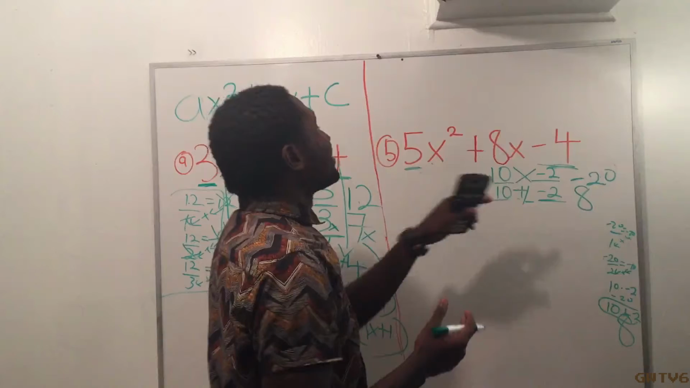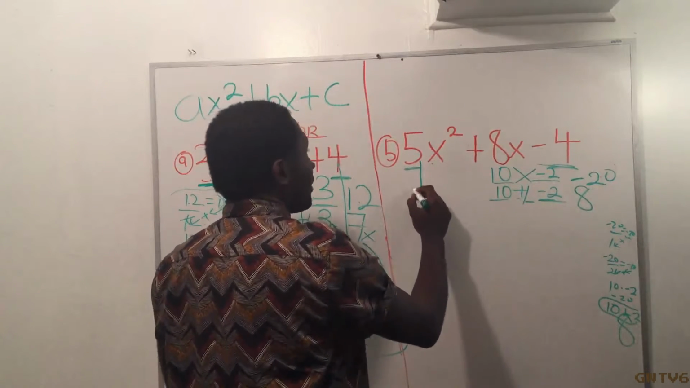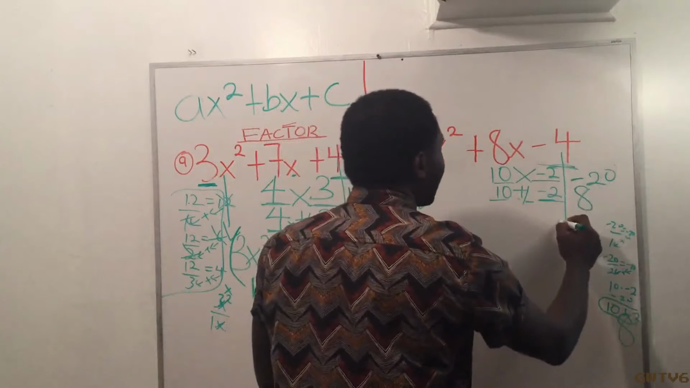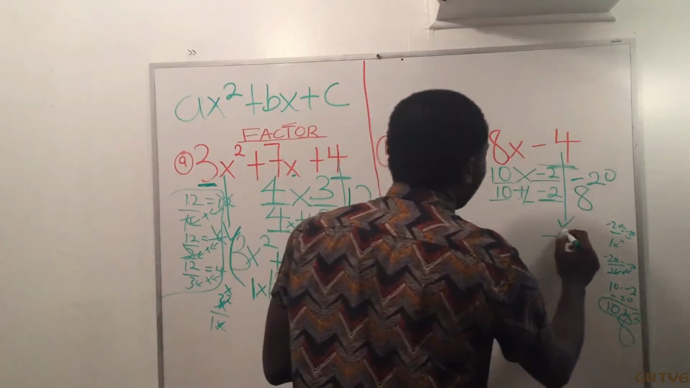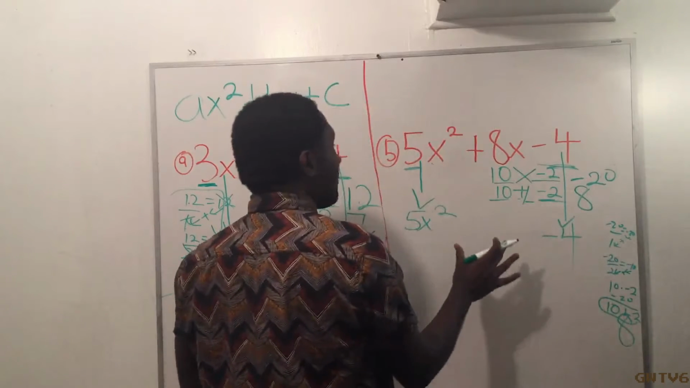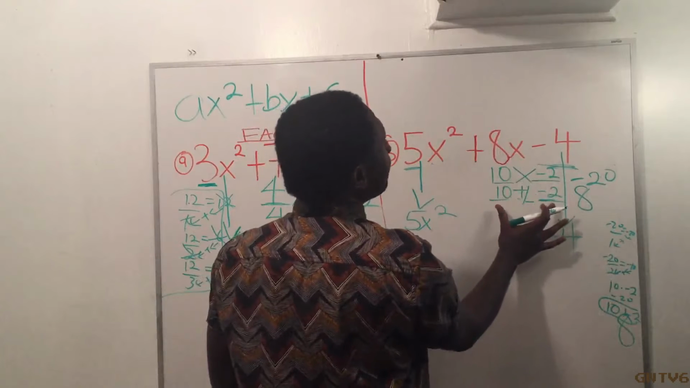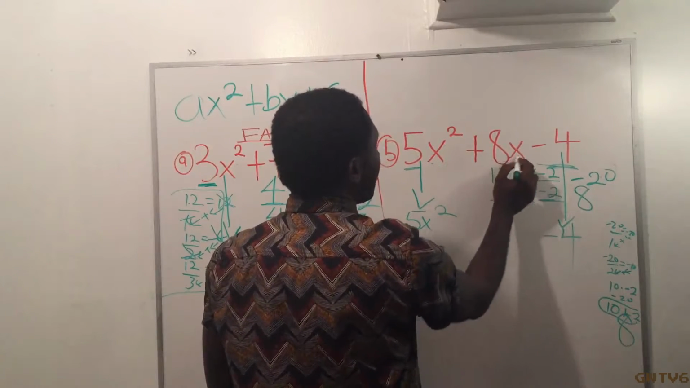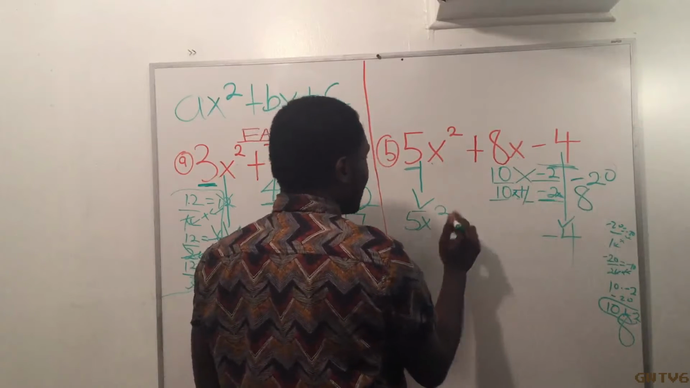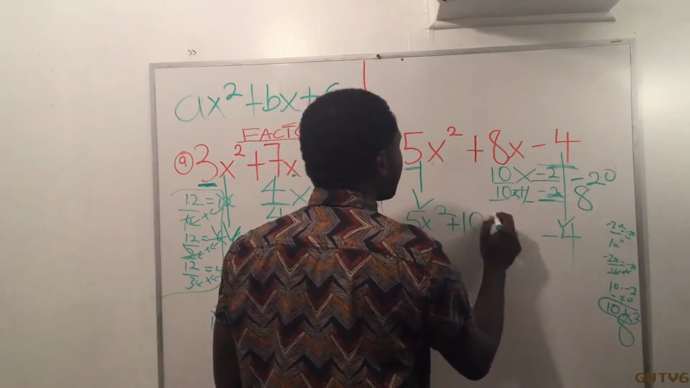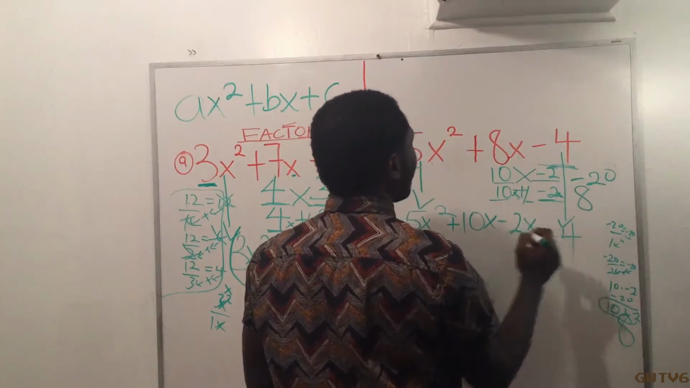Because I know that's the key. Once I know those 2 numbers, I'm good. Because now this is all what I'm doing. I'm going to drop these 2 numbers at the end, right? So 5x squared, I know it's coming down. Negative 4 is coming down. But for the middle part, instead of putting the 8x, I'm replacing that with these 2 numbers that I got. And it has an x, so they should both have x, right? So this is a positive 10x, so I put plus 10x. This is a negative 2, so I have my negative 2x.